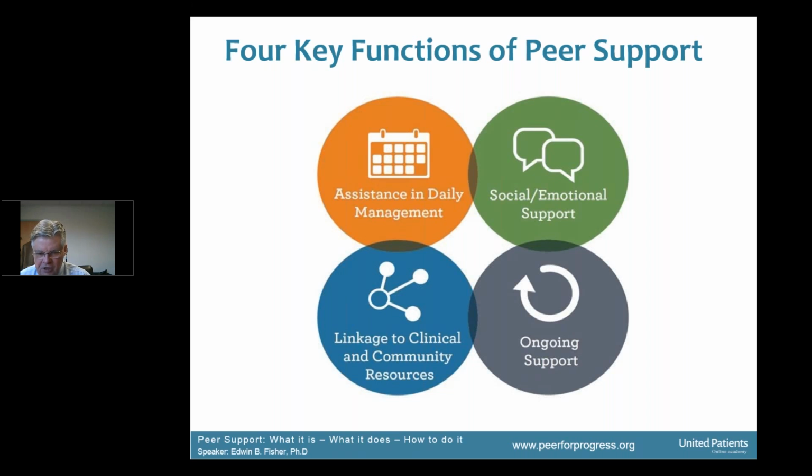It includes linkage to clinical and community resources. People need to use resources, good clinical care. They need to see the doctor when they need to. Many times people with chronic conditions don't get the clinical care they need. But it also includes helping people find places to exercise, places to buy healthy food, etc. And peer support needs to include ongoing support, because the kinds of problems we're dealing with are usually lifelong. And it's not enough just to give somebody some help for a few weeks. We need to provide ongoing availability of support.